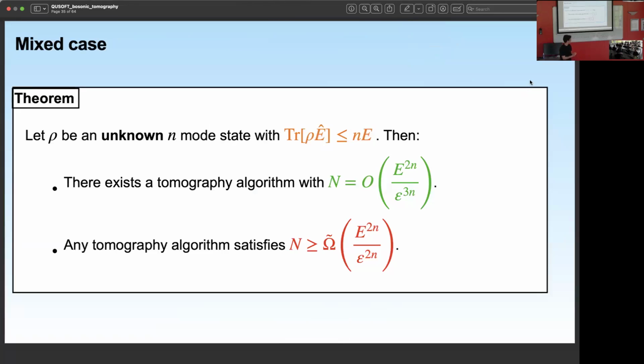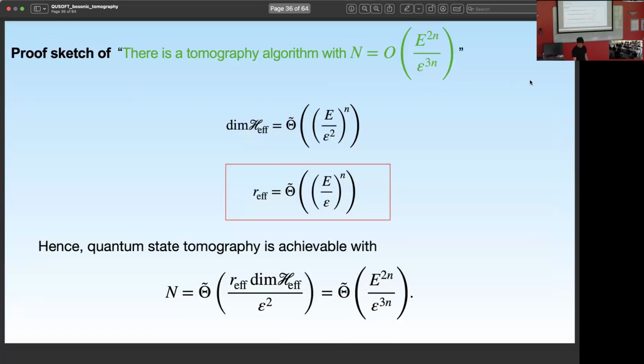Now we turn to the mixed state case. We don't have a matching lower and upper bound here. I will just tell you the idea of the upper bound on the sample complexity. On the structure of energy constrained states, we saw that basically an energy constrained state is approximately a qudit living in this Hilbert space with this effective dimension.